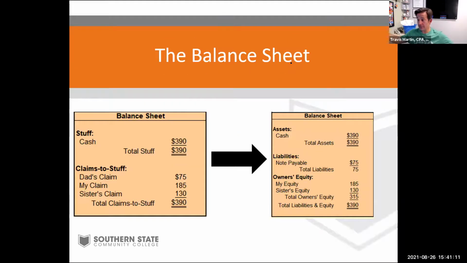So our balance sheet, we're going to update the terminology on that. Our old one with the layman terminology, we're just dropping in the new terminology. Assets, liability. Notice instead of Dad's claim, it says note payable. We owe Dad money. We have a note payable with Dad, just like you could have a note payable at the bank and owe the bank money. And under owner's equity, instead of my claim, sister's claim, we've got my equity, sister's equity.